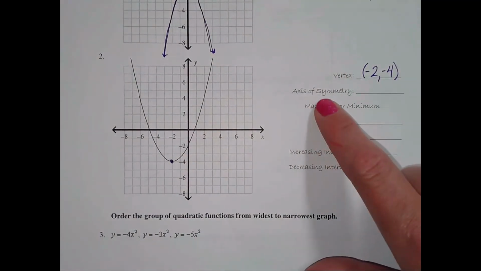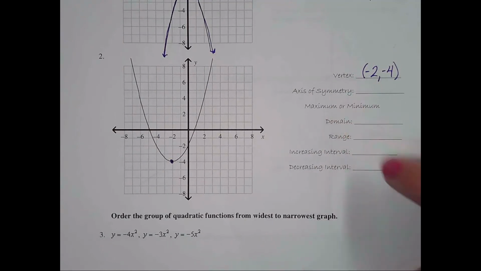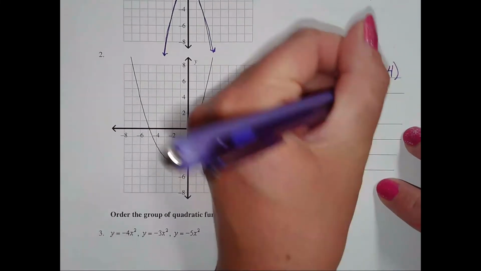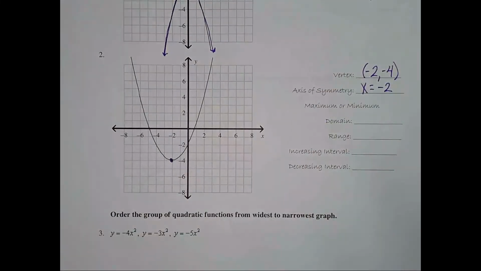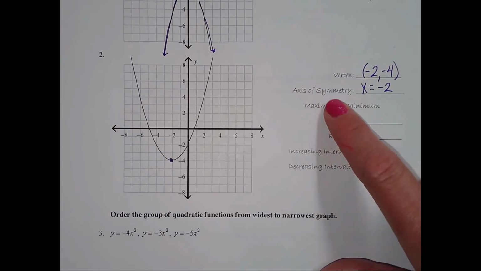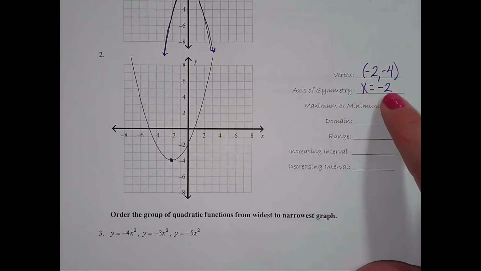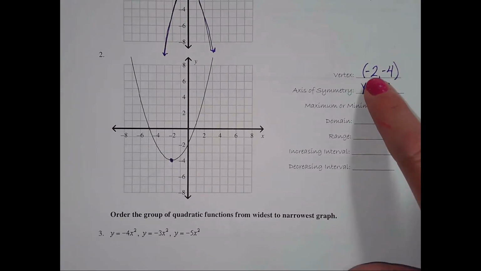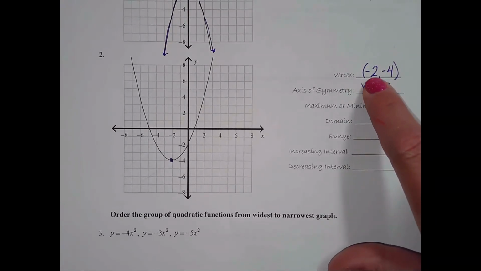The axis of symmetry is always x equals the x value of your vertex. That should not be new information. Wait, can you redo that one? The axis of symmetry is always x equals the x value of your vertex. Oh, so whatever's on the x line. Whatever is in the x of your vertex.